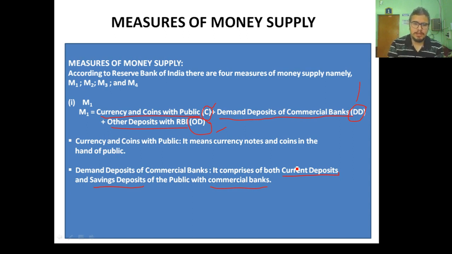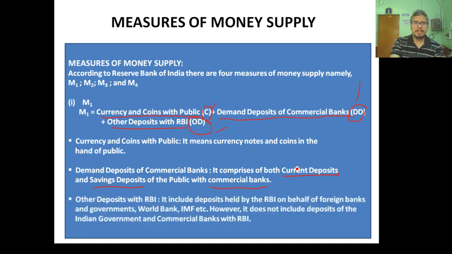Next component of M1 is other deposits with RBI. Now what does this other deposits with RBI mean? Let us see. It mainly has 2 parts. Okay, this explanation has 2 parts. First part is related to what it includes, second part is related to what it does not include. Okay, now let us first see what it includes.